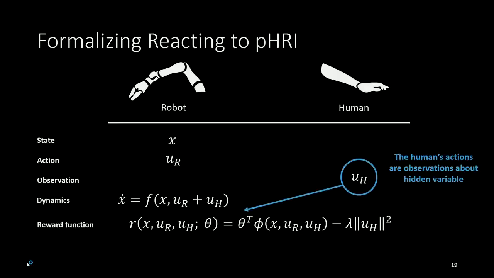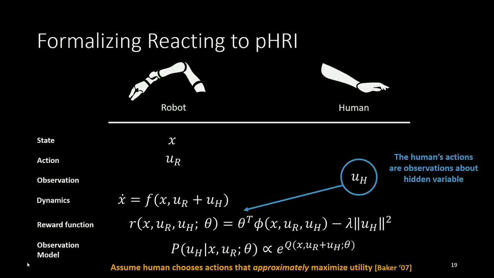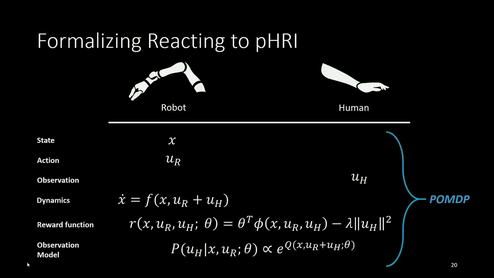One fundamental idea within our framework, though, is that the human's actions actually provide evidence about this hidden parameter theta. We can construct an observation model which connects theta to human actions simply by assuming that the human is rational, that they are approximately trying to maximize the robot's objective function. And that's it. That is how we would formalize reacting to pHRI as a dynamical system. And you'll notice that it's actually a partially observable Markov decision process, or a POMDP.